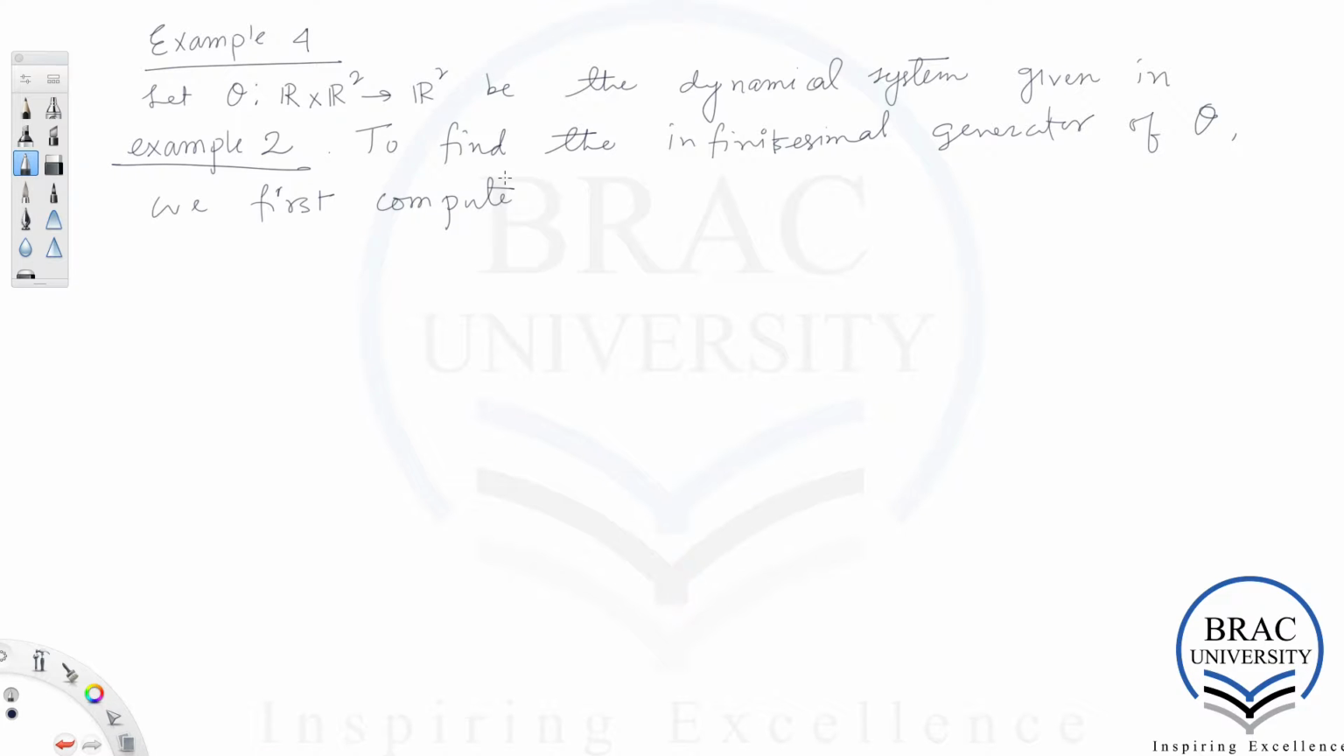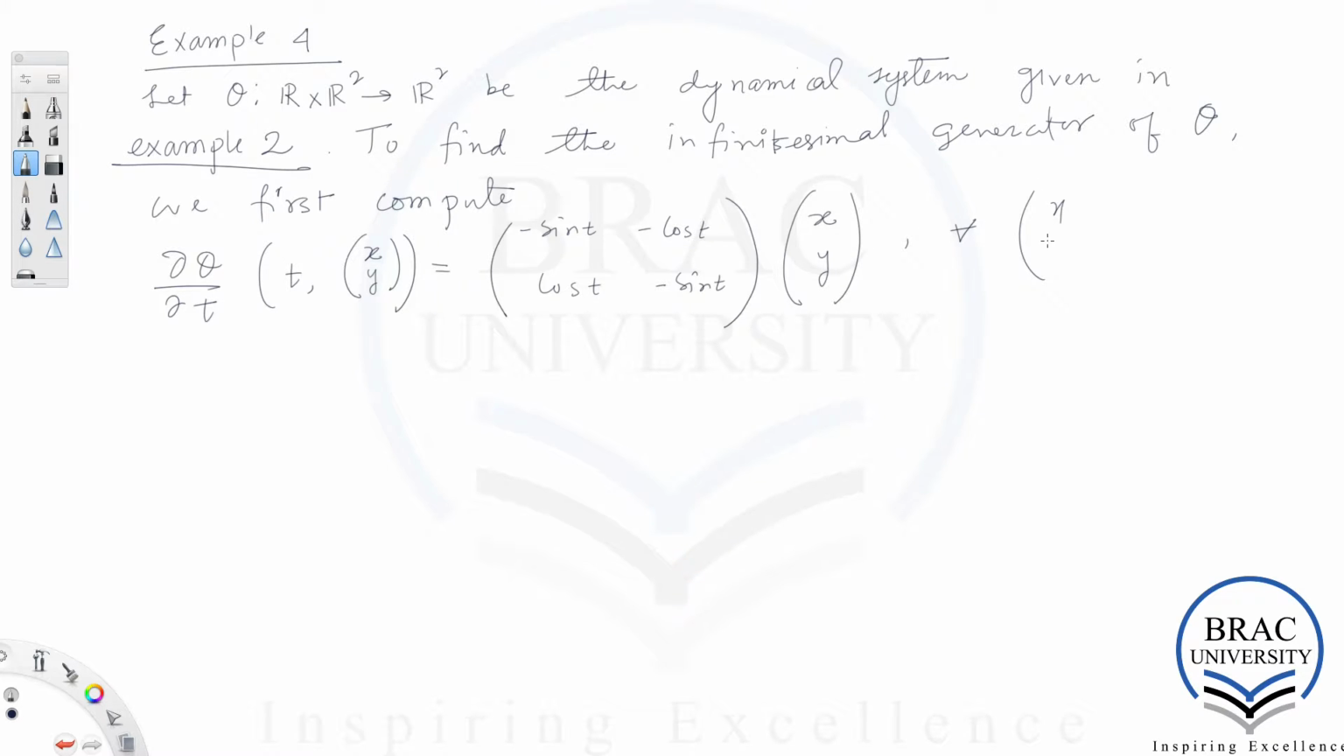Compute del by del theta at t comma x comma y to be equal to, so we just derived the matrix representation of theta sub t, the induced diffeomorphism, which is minus sine t minus cosine t, cosine t minus sine t, and the vector xy for all xy in R2.